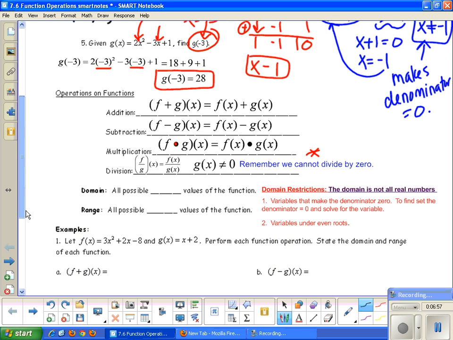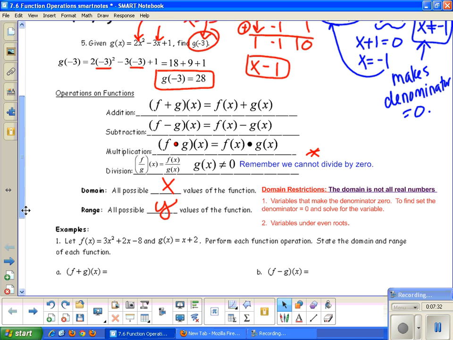Now, something else we're going to talk about is domain. If you go back to the first chapter, remember we talked about domain, and we said the domain was all possible x values of the function, so the things that we're plugging into our equation. So the range then is all possible y values of the function, so our outputs, things that we're getting out when we plug in our x values. Now, your domain is mostly all real numbers, except for we have 2 restrictions. So the times when our domain is not all real numbers are these restrictions that we have right here.